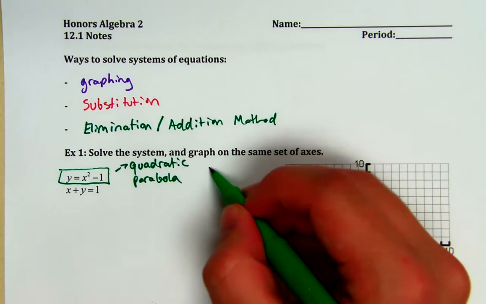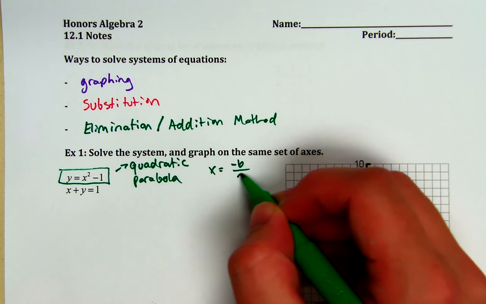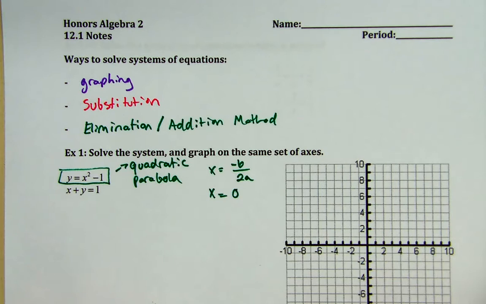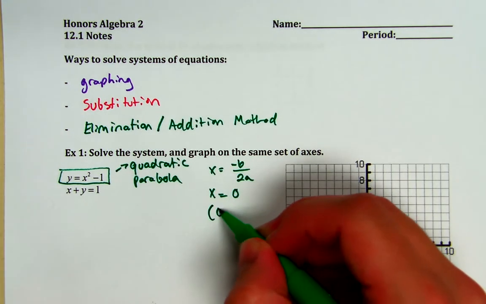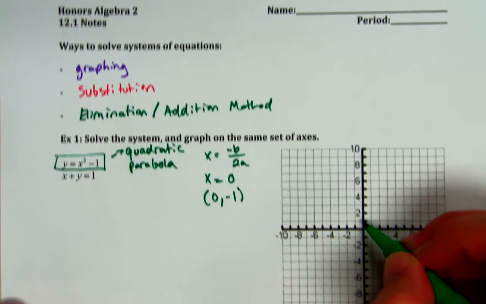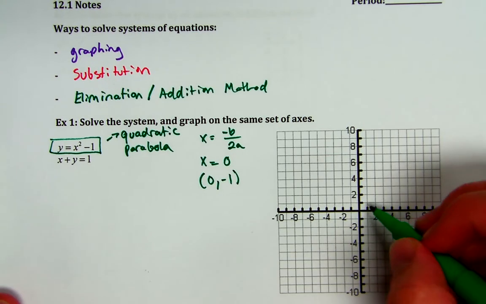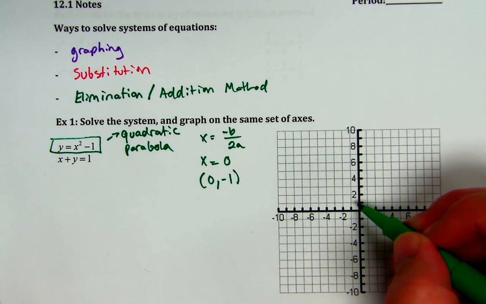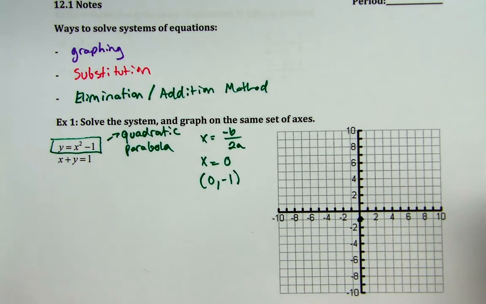Or you can use x equals the opposite of b over 2a. There's no b, so x equals 0. When you put 0 in, we get -1. So the vertex is (0, -1). We're going to go over to 0 and go down 1.